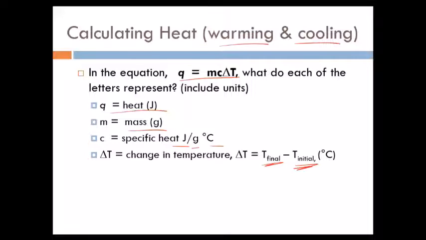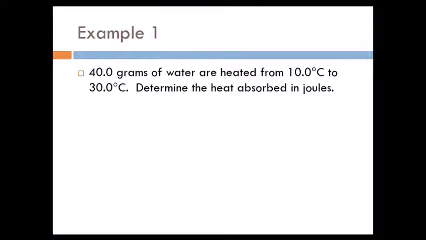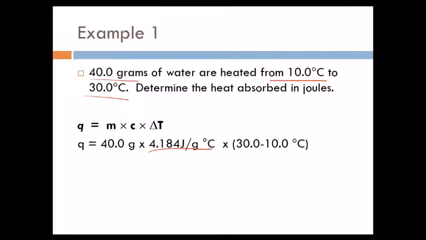Final minus initial is the change in the temperature, and that delta T, delta means change of. That's the normal math symbol to be using. So the first example here, we have 40 grams of water heated from 10 to 30 degrees Celsius. How much heat is absorbed in joules? Well, Q equals mcΔT. So we plug in our mass, our specific heat. Since it's water, we got that off the table.